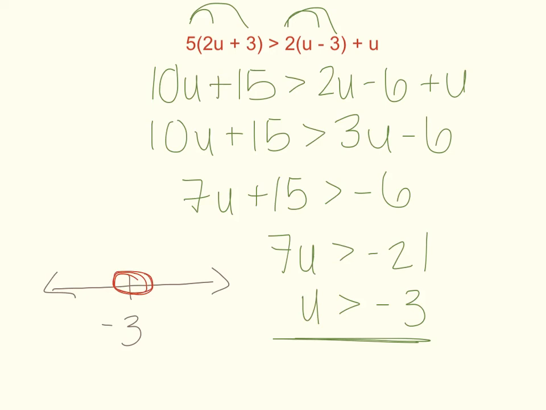And then it says u is greater than negative 3. So it's all the numbers that are bigger than negative 3. And that's to the right. That's what it would look like when you graph that. So you not only have to solve, but you also have to make sure that you're graphing.